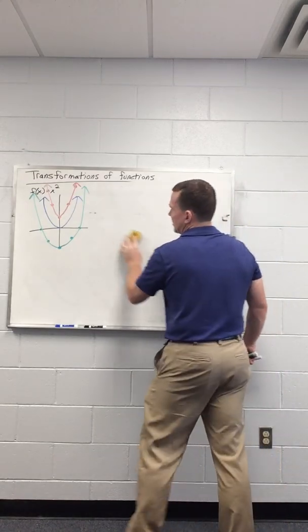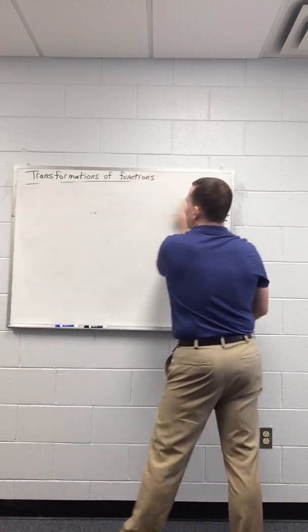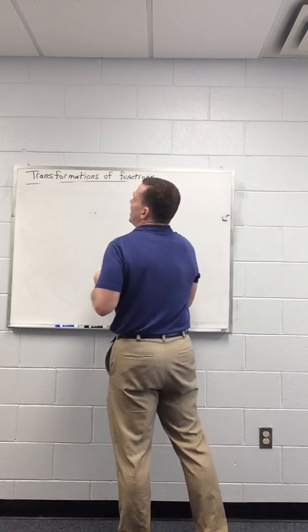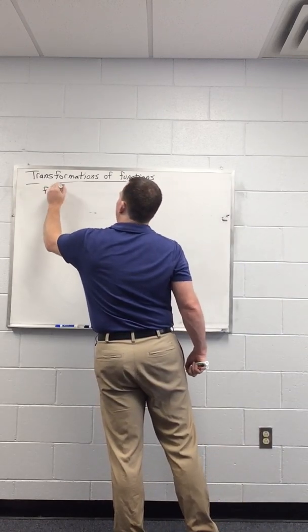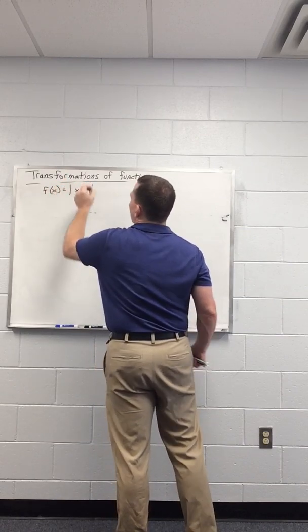But there's a lot more transformations we can do, and we want to look at all of them. I'm clearly going to have to clean my board soon because I've been writing on it so much. So suppose we have this. F of x equals the absolute value of x minus 1.